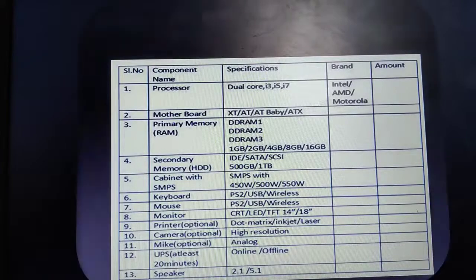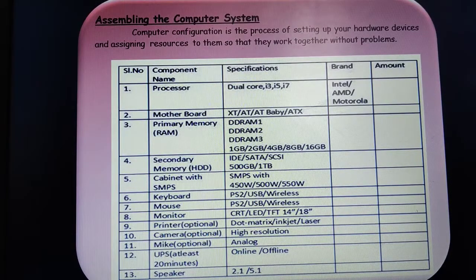Moving on to the last concept, that is assembling the computer system. Computer configuration is the process of setting up your hardware devices and assigning the resources to them so that they work together without any problems. Whenever you go for buying your computer system, usually you will be seeing what processor you need to buy, isn't it? Then what should be the RAM capacity, what should be the ROM capacity. How about the UPS, whether you have to go for online UPS or the offline UPS. Then what is the internal hard disk drive capacity, all that you will be seeing.